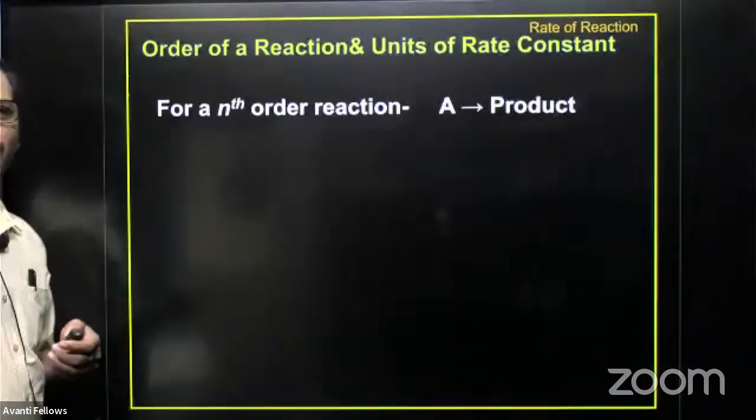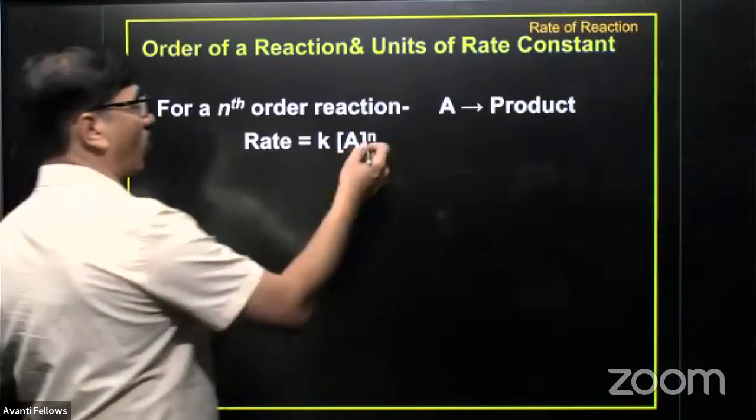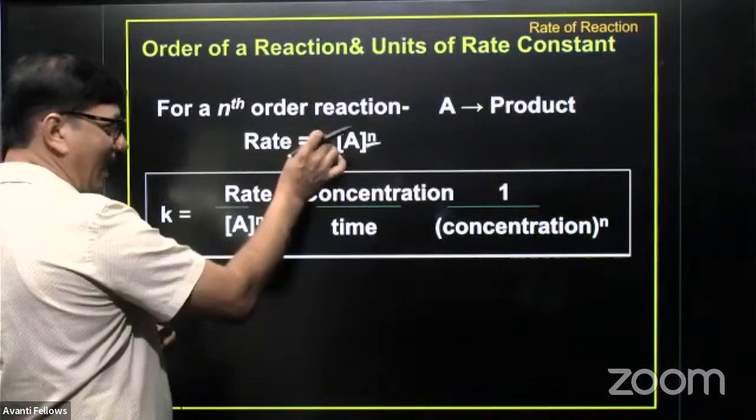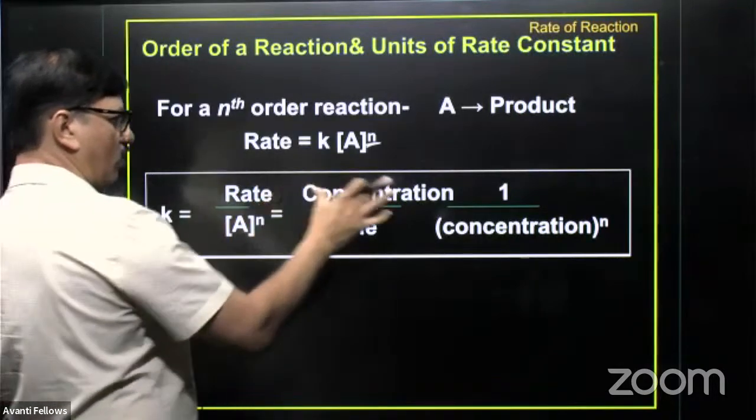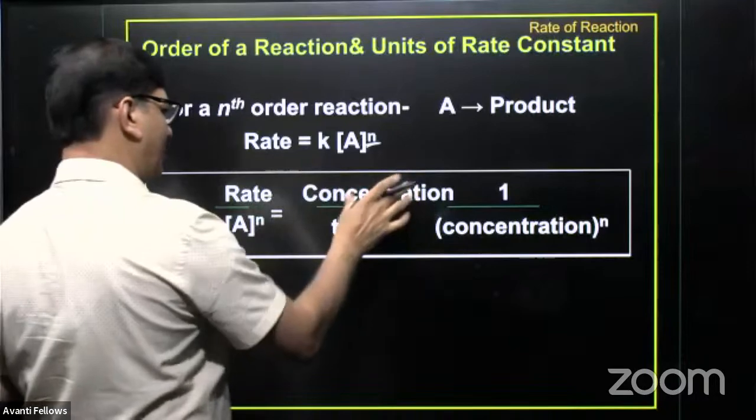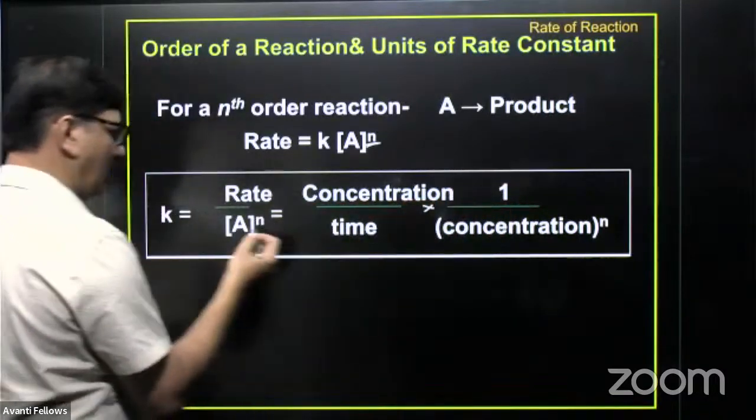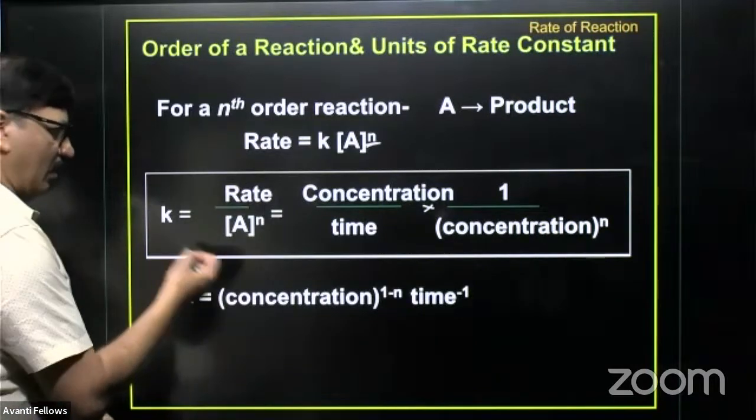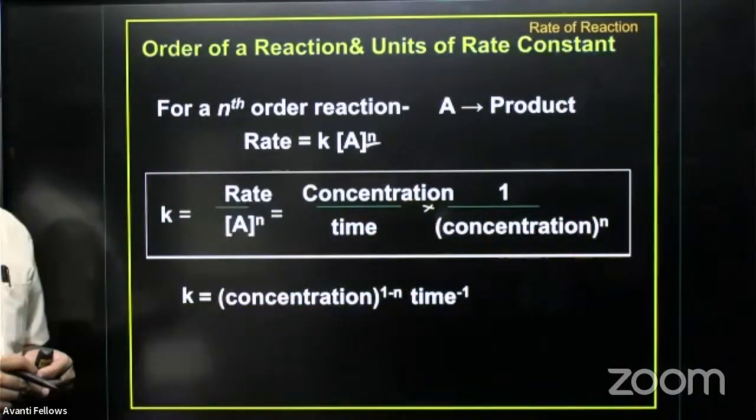The order of a reaction and the units of the rate constant is another important thing that we have to know. We can make a generalization. If the reaction is of nth order, how do we find the unit for K? A to the power n is to be taken, and rate is expressed as concentration by time. Rate of the reaction is the change of concentration per unit time. Therefore, concentration by time into 1 by A to the power n, where A is concentration. Therefore, K is concentration to the power 1 minus n, time to the power minus 1.